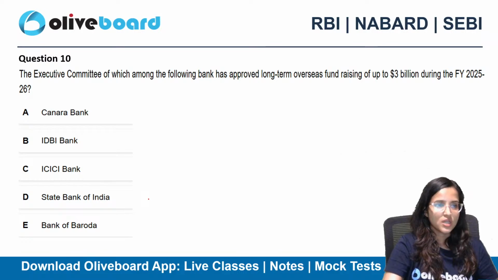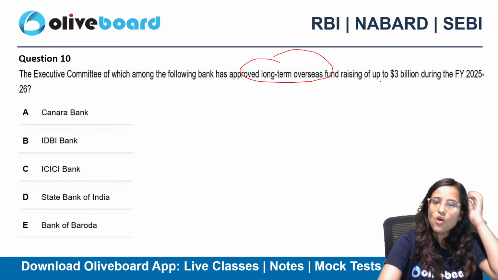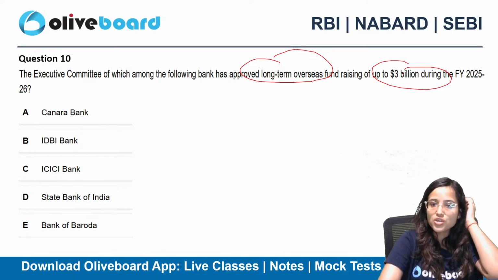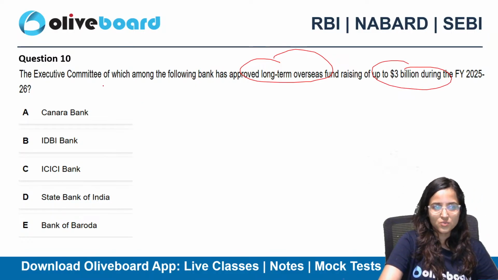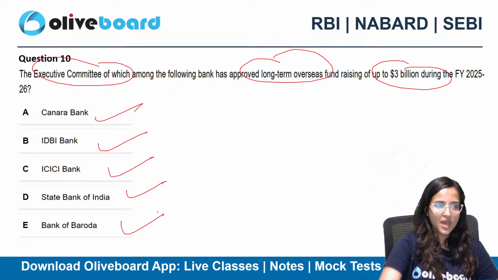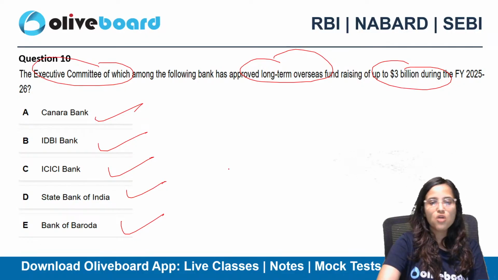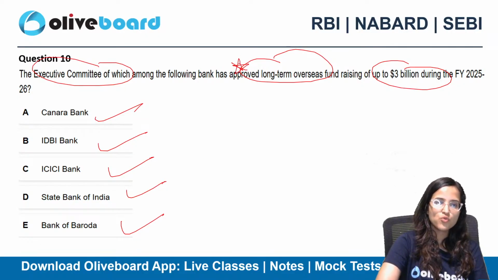Chalo, next question. The executive committee of which among the following banks has approved long-term overseas fund raising of up to $3 billion during financial year 25-26? Canara, IDBI, ICICI, SBI or Bank of Baroda? Long-term overseas fund has been approved by which bank?